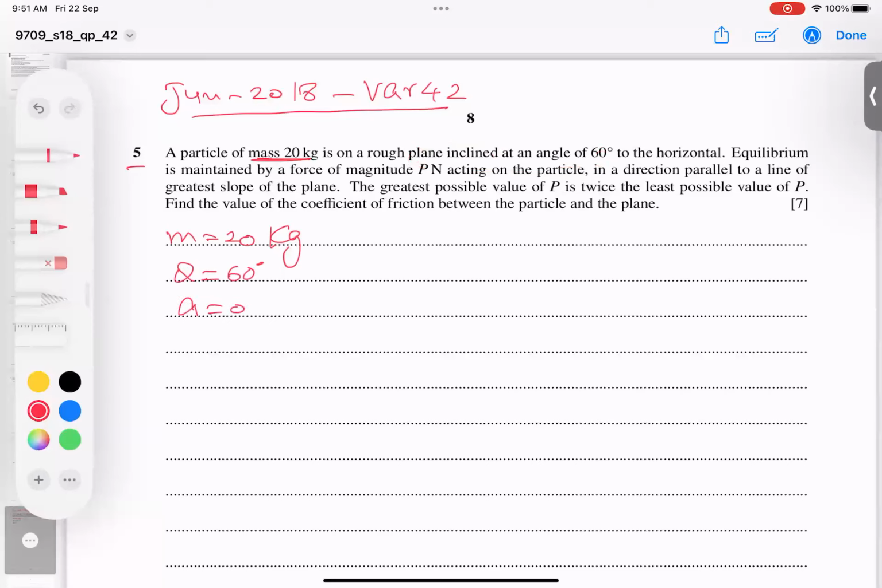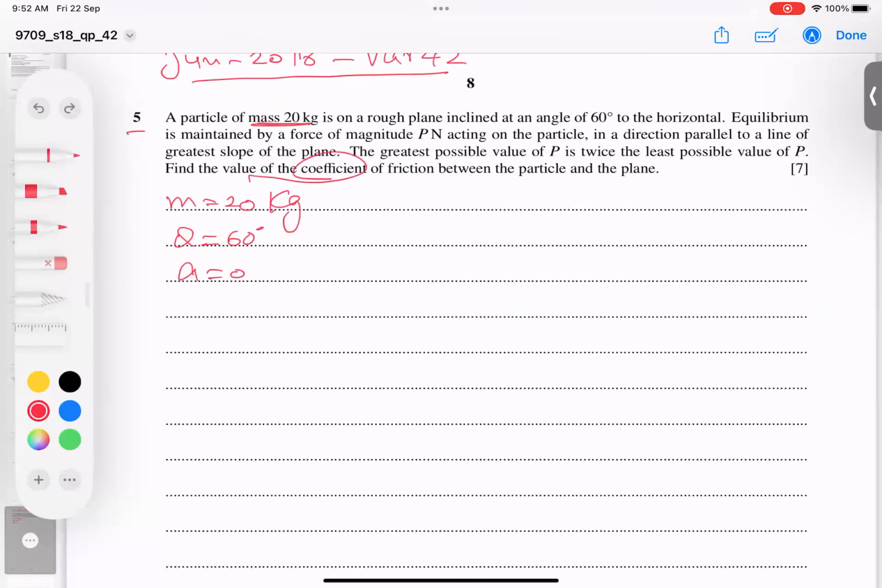The system is not moving, and a force P acts on the particle in a direction parallel to the line of greatest slope. The greatest possible value of P is twice the least possible value of P. This is the most important statement of the question. So we have two possibilities, and we have to find the coefficient of friction. This is our target. I will show you both.